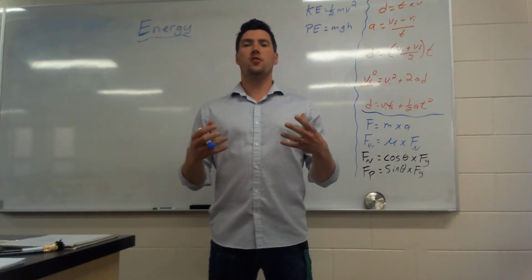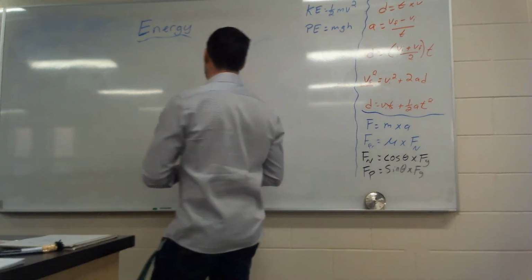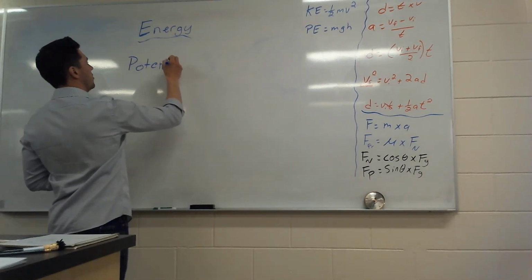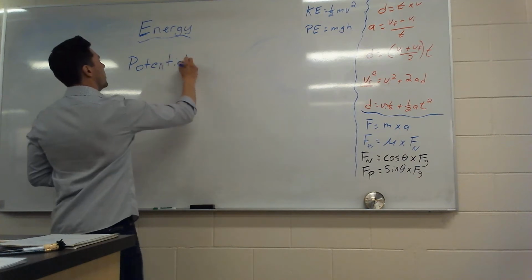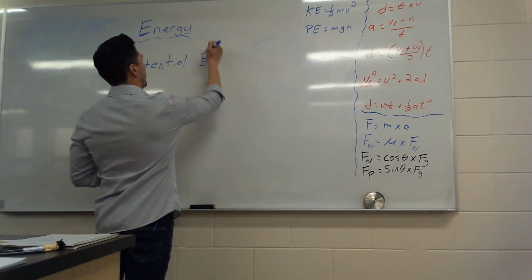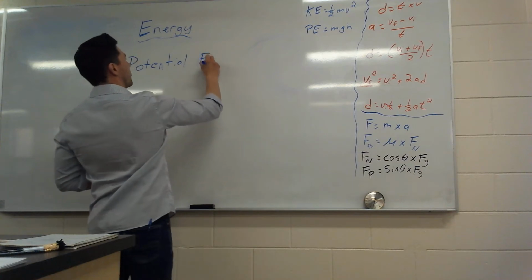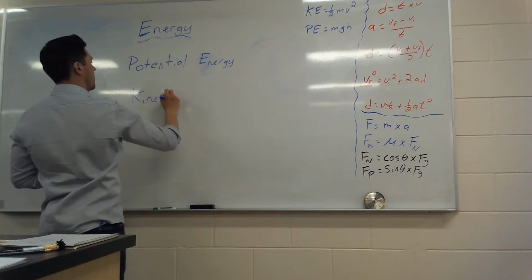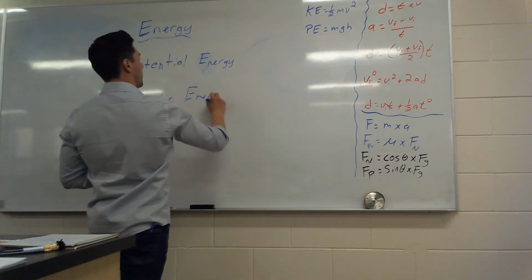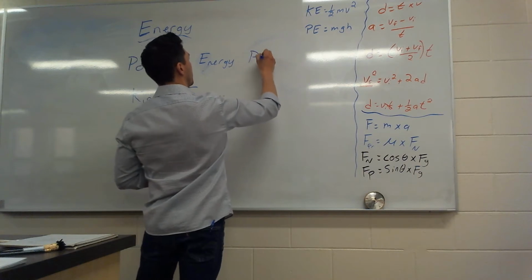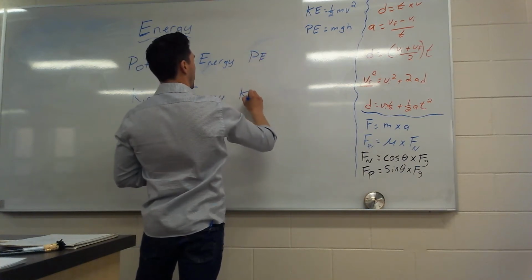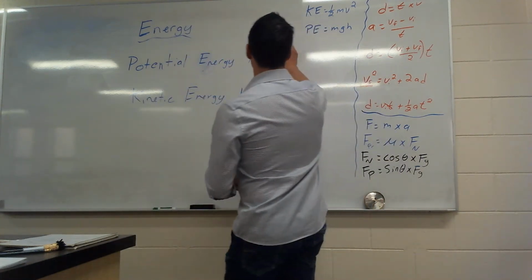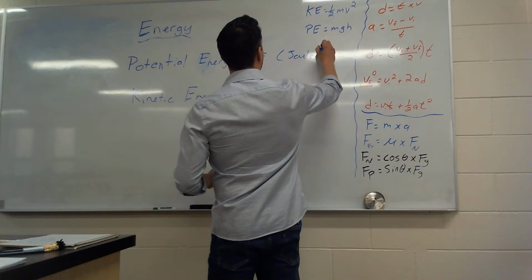So this is just going to talk about two main things. The main things we're going to be talking about are potential energy and kinetic energy. Our symbols are basically PE and KE. And again, we're going to measure this in joules, also just a J.